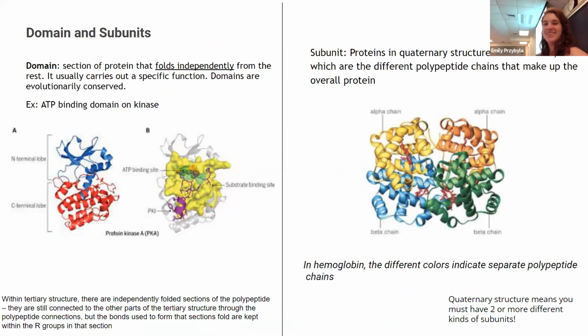So this is what I was saying about the domain. It says it's a section of a protein that folds independently. I think that just means that it's always folding the way it does. The protein's not going to change the domain because the domain is always folding the same way, because form equals function, so the form has to be the same for the function to be the same. And then the subunit is just quaternary structure, or subunits come together to make a quaternary structure.